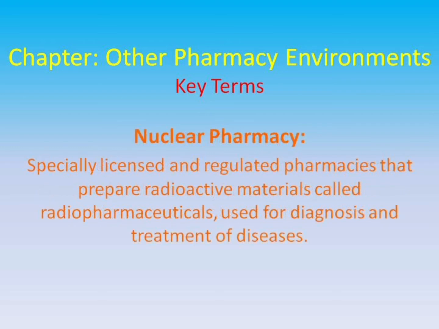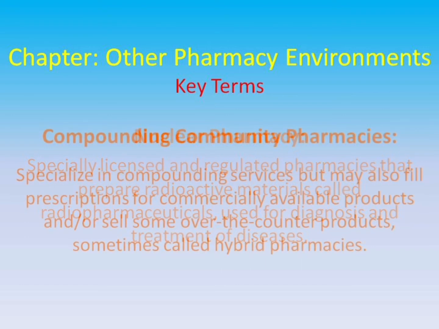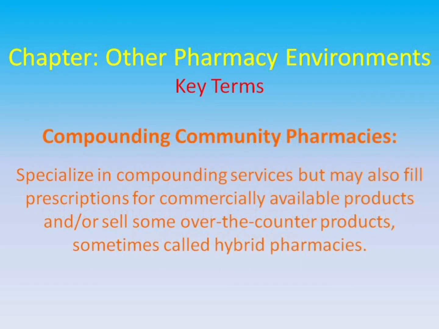Nuclear pharmacy. Specially licensed and regulated pharmacies that prepare radioactive materials called radiopharmaceuticals, used for diagnosis and treatment of diseases. Compounding community pharmacies. Specialize in compounding services, but may also fill prescriptions for commercially available products, and/or sell some over-the-counter products, sometimes called hybrid pharmacies.